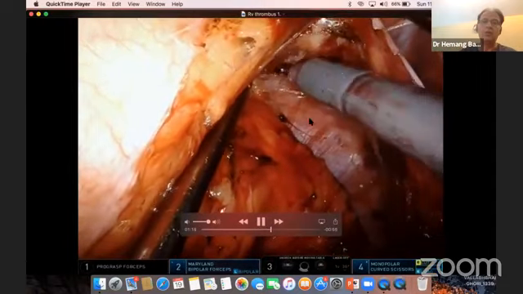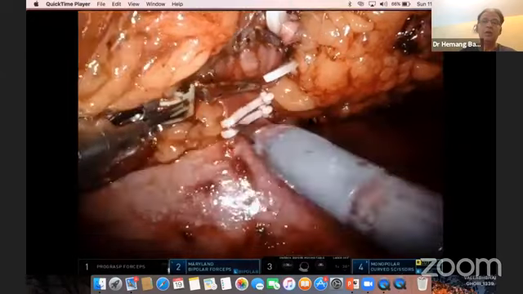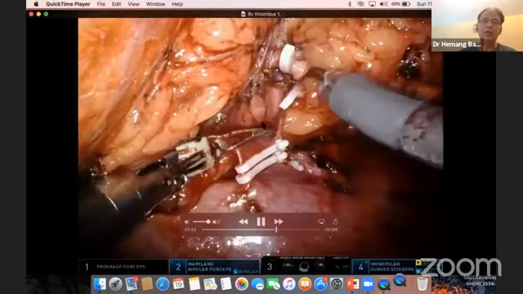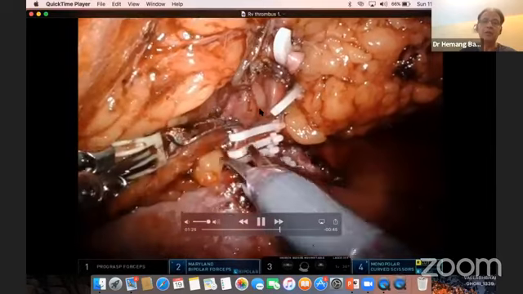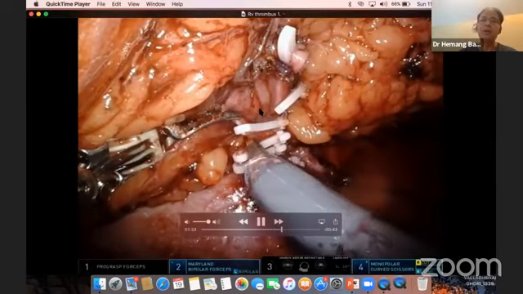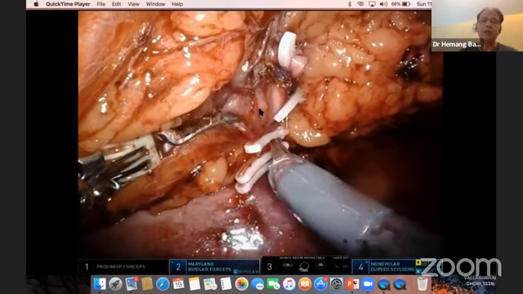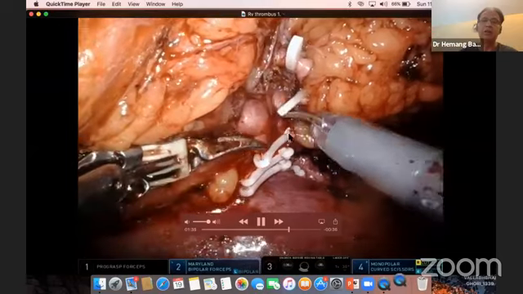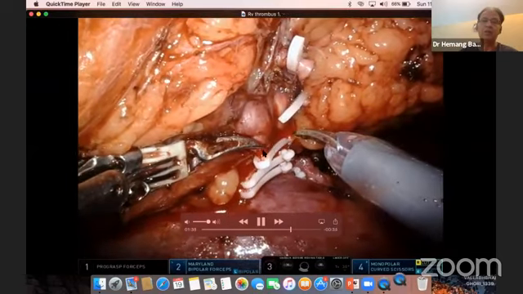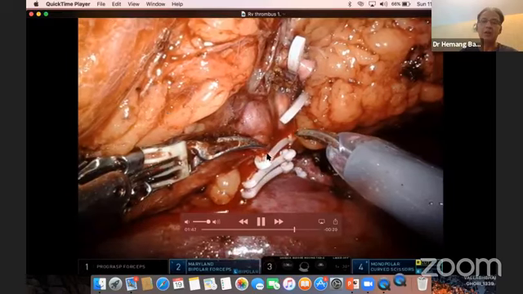And freeing the upper pole. Now, we milked the thrombus a little back and tried to clip this, which we were successful in getting. And we started dividing the renal vein. Now, if you can see, the clip has started slipping. The clip is right across, applied completely. When I pull, it starts slipping.